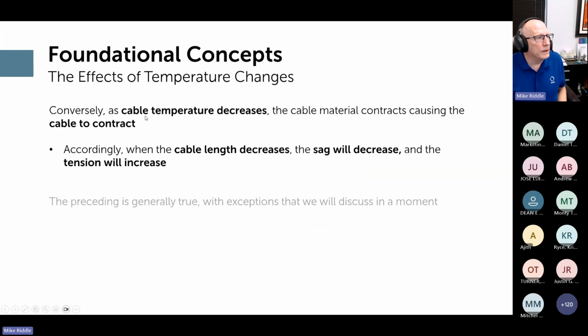So conversely, as cable temperature decreases, the cable material contracts, and then that means that the sag will decrease and the tension will increase. These are generally true. There are exceptions that we'll discuss later.